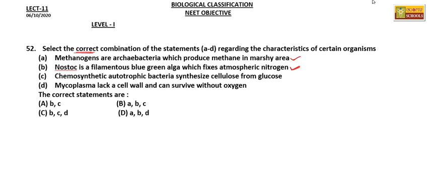Then chemosynthetic autotrophic bacteria synthesize cellulose from glucose. No, they don't have cellulose in their cell walls, and they don't synthesize cellulose from glucose, so that is a wrong statement. Then mycoplasma lack a cell wall, and they can survive without oxygen. Yes, this is also a right statement. So A, B, D are the right statements. Hence option D, A, B, D is the right answer.